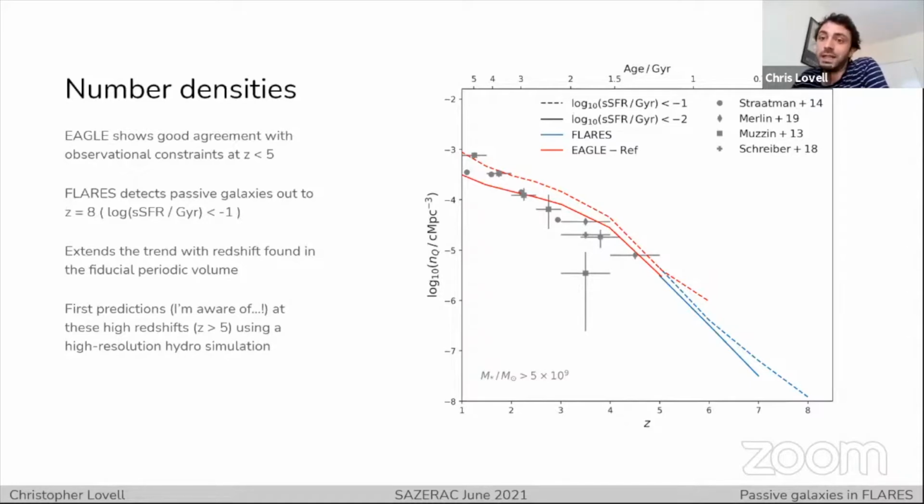So this neatly extends the predictions from the periodic volumes. You can see it matches up remarkably well. This is using the weighting scheme from each of our Zoom simulations. So we have to weight the contribution from each overdense region or underdense region. And this seems to work remarkably well to agree with the periodic sims. And as far as I'm aware, these are the first predictions for these passive galaxy number densities at these very, very high redshifts, at least from high resolution hydro simulations.